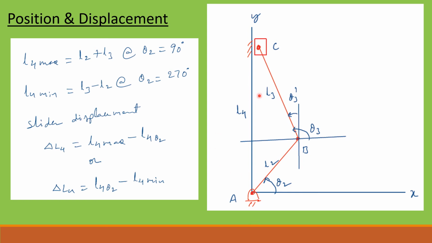So slider displacement can be written as, if we take topmost position as 0, then slider displacement can be written as delta L4 equal to L4 max minus L4 theta 2. So this is the length of the position of the slider at any given angle theta 2. Similarly, if you want to take L4 minimum as 0 position, we can write delta L4 is equal to L4 theta 2 minus L4 minimum.